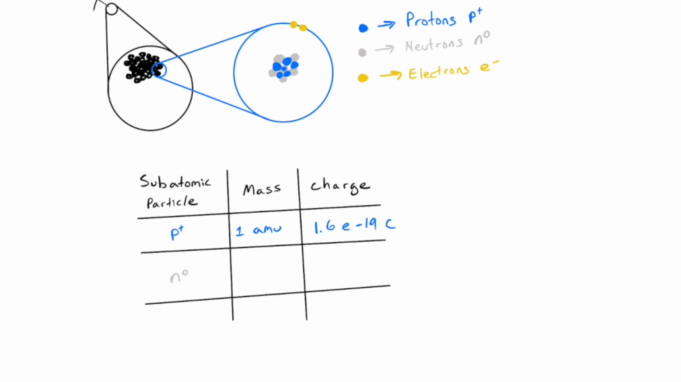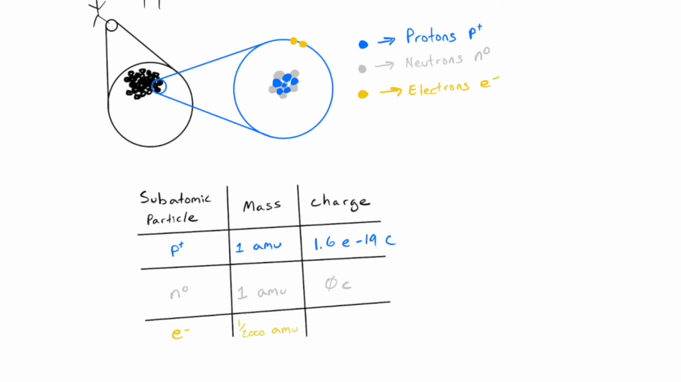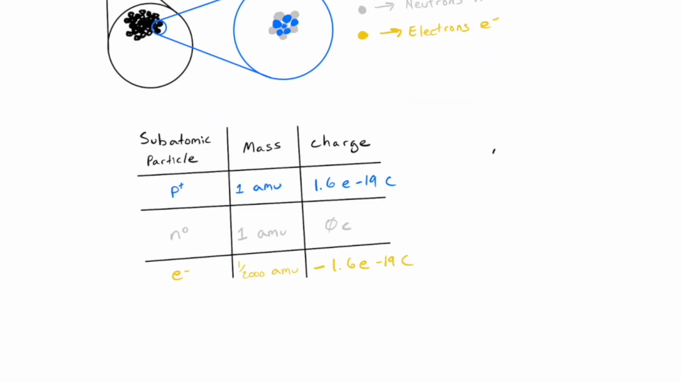And although neutrons technically weigh more than protons, for our purpose that difference is negligible, and they also weigh 1 atomic mass unit while having no charge. Finally, an electron weighs roughly 1/2000th of a proton and has a charge opposite of a proton, making it negative 1.6 times 10 to the negative 19th coulombs. With that said, the relative masses would be 1, 1, and 0, and the relative charges would be 1, 0, and negative 1.